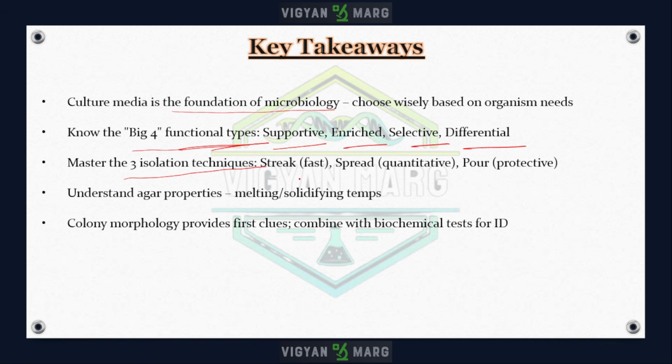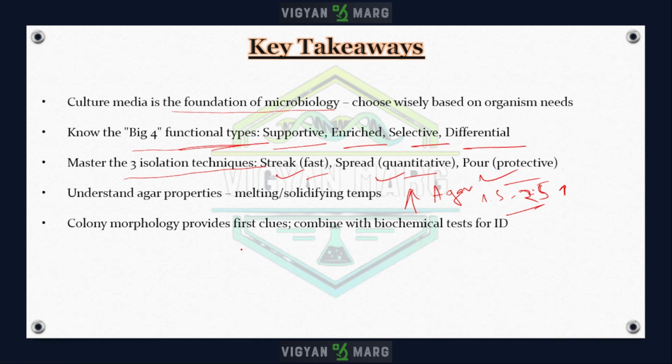Master the three isolation techniques. You need to learn streak plate, spread plate, and pour plate. Streak plate is fast, spread plate is quantitative, and pour plate is protective, also quantitative. And understand the agar properties, especially its melting and solidifying temperature, and inertness of the agar, like how it changes when you increase the agar concentration from 1.5 to 2. You need to study all these things.